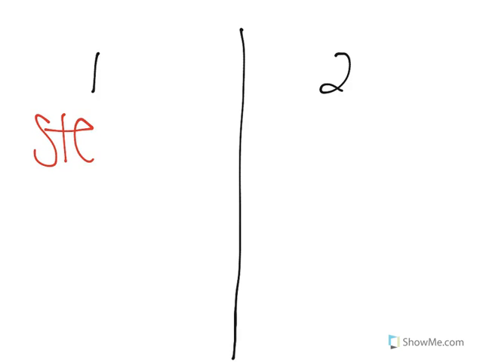So in Spanish there are two parts of every verb. So we'll do 1 and 2 over here. These two parts are very distinct from each other. One is called the stem, and the other is called the ending.